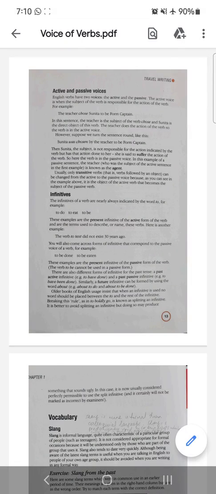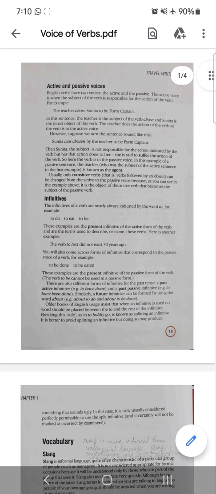All right, so I'm just going to touch up a little bit on the active and passive because I'm going to be talking about and explaining it in more detail in the grammar lesson, inshallah. But in general, the voice of the verb is the relationship between the subject and the verb. So we have active voice and we have passive voice. English has two voices, active and passive. The active voice is when the subject of the verb is responsible for the action of the verb. So the subject does the action.